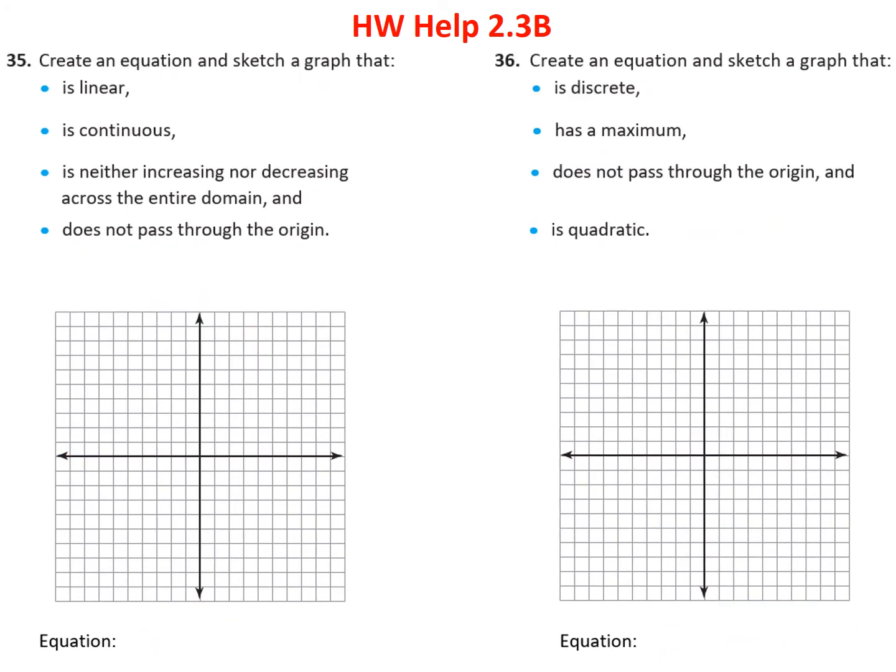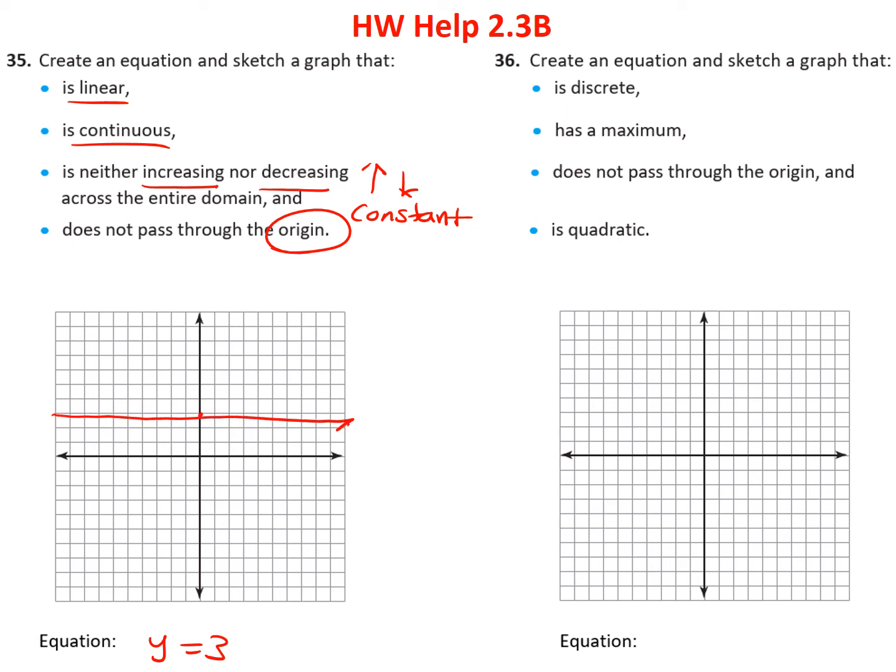Problem 35 says it's linear, it's continuous, but it's not increasing or decreasing. So it's not going up and it's not going down. So what we have here is that's going to be constant. The only other thing it tells us is it's not going to go to the origin, so it's not going to be 0. So for example, if I were to graph y equals 3, see 1, 2, 3, no matter what x is, it's 3. That's a constant function.